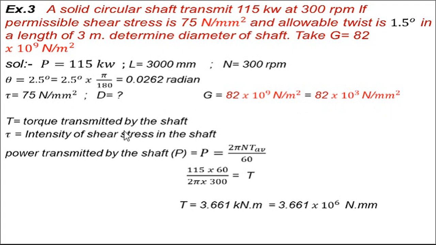As we know, T is the torque transmitted by the shaft and tau is the intensity of the shear stress in the shaft. So we use an appropriate equation for determining the torque. The power transmitted by the shaft, capital P, is equal to 2 pi N T average divided by 60. In this formula there is only one unknown, T. So put all these values here: P 115 kilowatt, and N 300 rpm, with only one unknown torque. So we get 3.661 kilonewton meter. Kilonewton meter is converted into Newton mm by multiplying by 10 raised to 6.